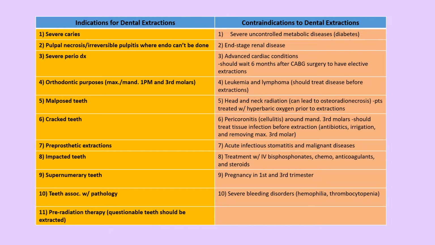Pericoronitis cases, acute infectious condition, if the patient is taking the bisphosphonate therapy, chemos, steroids, pregnancy in the first and third trimester, or the patient has severe bleeding disorders.